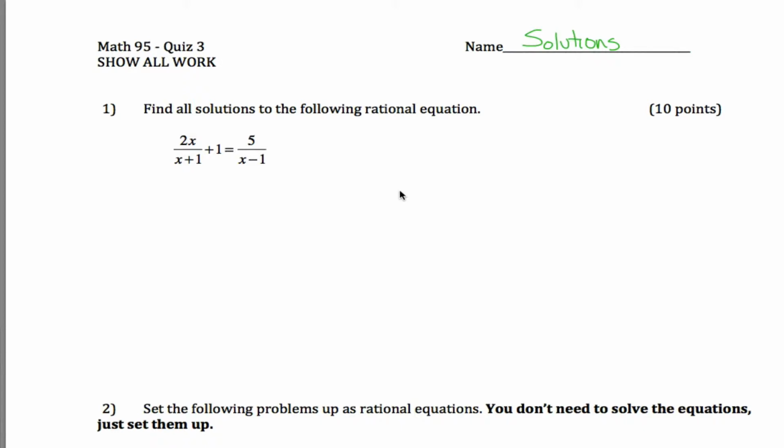All right, quiz 3 solutions for Math 95. In the first part, we're given a rational equation, and asked to solve it, to find the solutions.